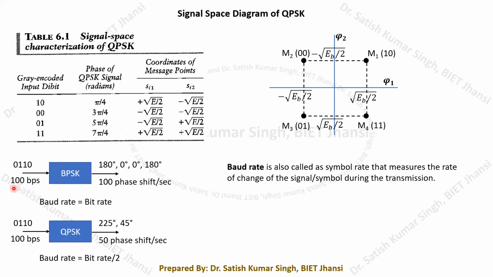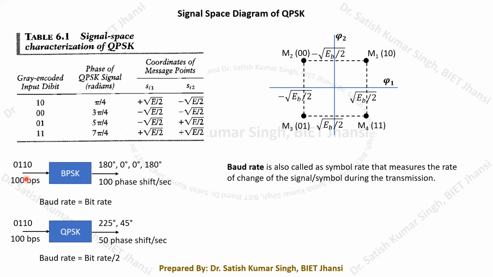Whenever there are 100 bits per second, let us say, applied to this BPSK system, a corresponding 100 phase shifts per second must be observable at the output. Remember that we are not sending the bits themselves. In the case of a digital modulation scheme, we are rather sending a high frequency sinusoidal carrier for a particular bit duration.